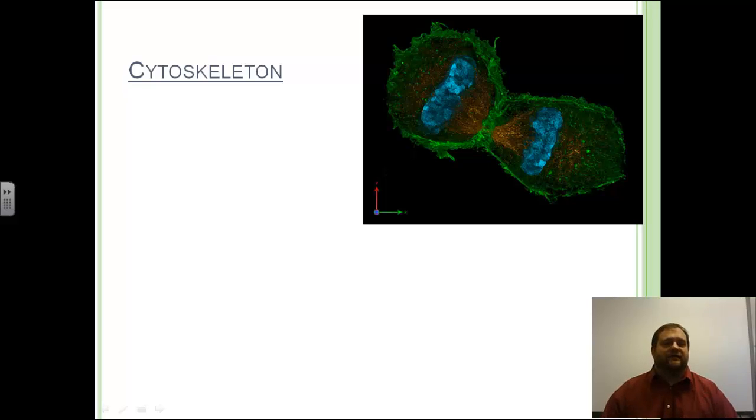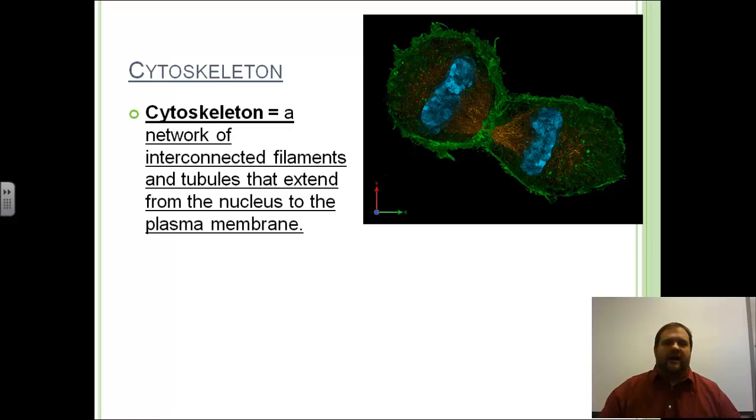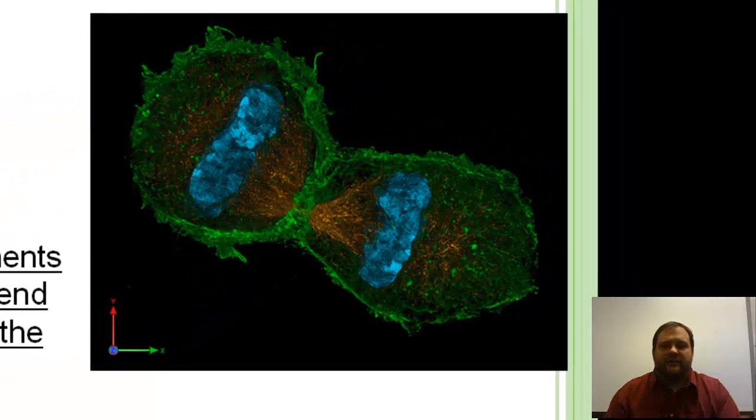What is the cytoskeleton is what I want to start off with. A little explanation of what it is. It is a network of tubes and fibers that are interconnected, and they extend from the nucleus to the plasma membrane. So it's this network of tubes and fibers and cords and strands that connect the nucleus to the plasma membrane. They extend all the way throughout the cell.